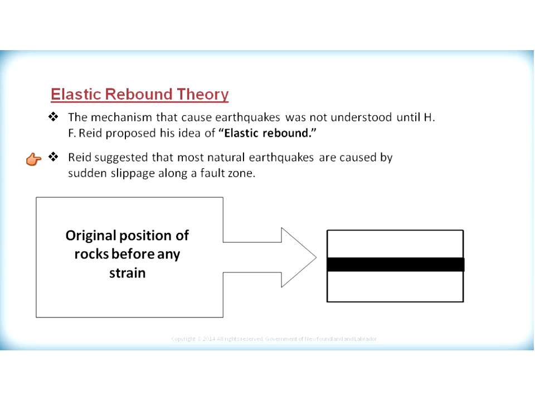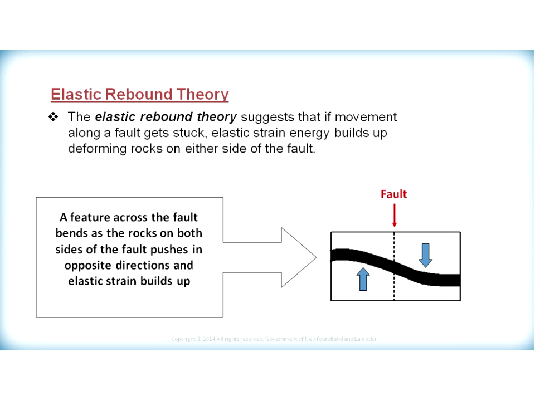If we look at the diagrams below, we notice the original position of rocks before any strain. We can look at an indicator, such as the black line, that travels through an area of rock. And here, the black line travels perfectly horizontal. But once you put strain on the rock, this black line will tend to deform in the direction of the strain.